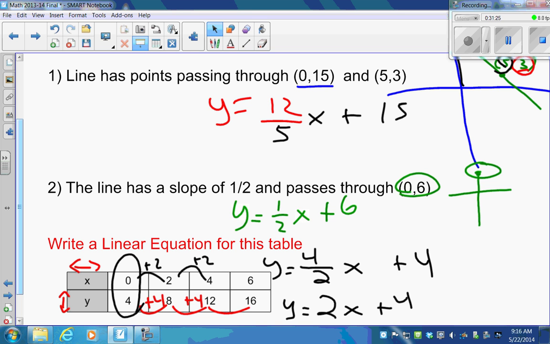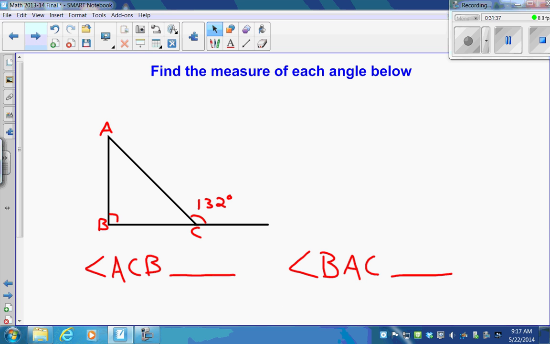Oh, rise over run, y-intercept. It's all any linear equation is: rise over run, x, y-intercept. That's all you need to know. It doesn't matter what form they give it to you in. We just did these on the last test.